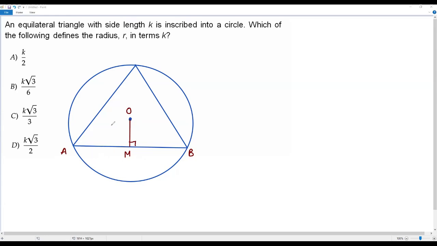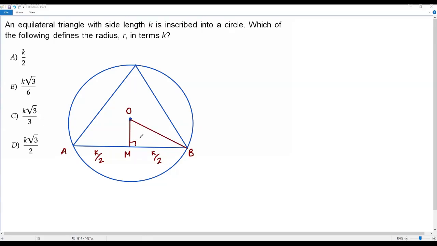Already we know that the length of each side of the triangle is K. So the length of this side is K, this side is K, this side is K, because it's an equilateral triangle. And the question says the length of each side is K. So the length of the side AB is K. Since OM divides AB into two equal parts, the length of this part will be K over 2 and the length of this part will be K over 2. Okay, now let me connect the center O and the vertex B of the triangle. Now OB represents the radius of the circle. So that's what we have to find.